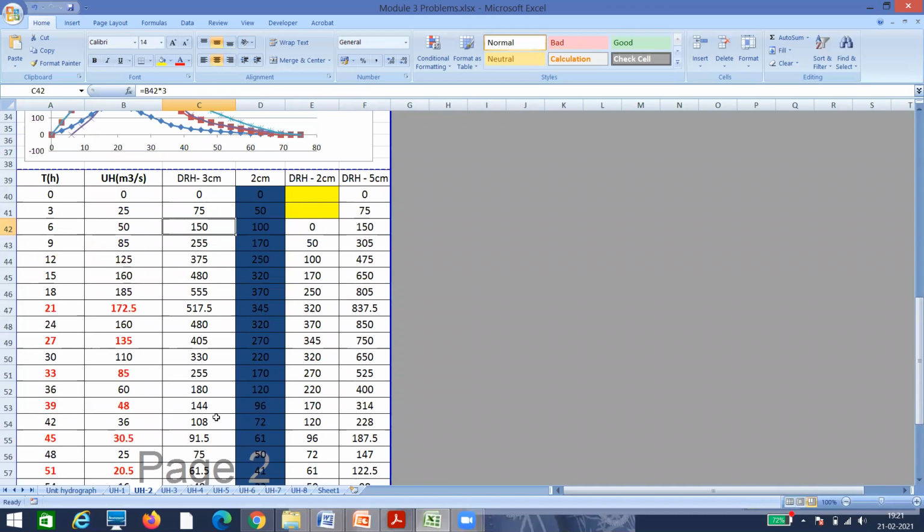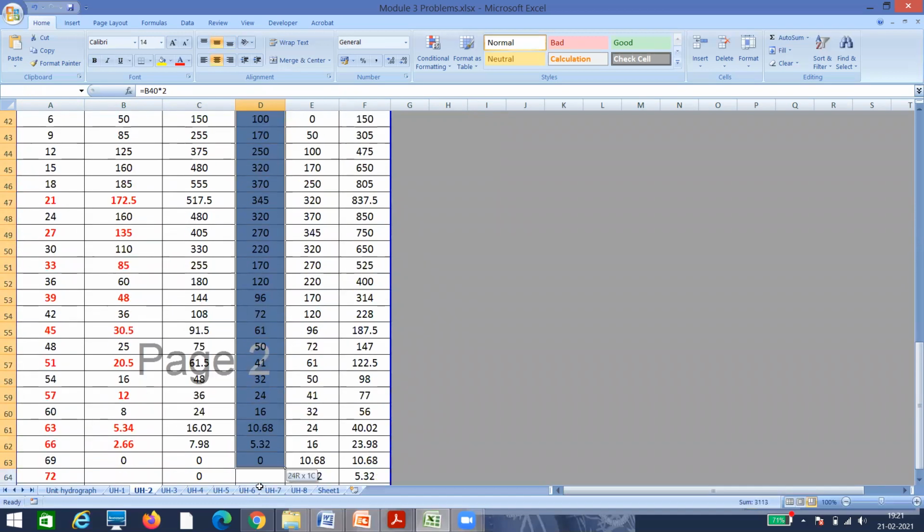And the next one is your direct runoff hydrograph for 2 centimeter. So first we'll just calculate it, then I'll tell you what has to be done. First I'm just calculating 0 into 2, 0, 25 into 2 is 50, 50 into 2 is 100. So I've calculated all the ordinates till the end.